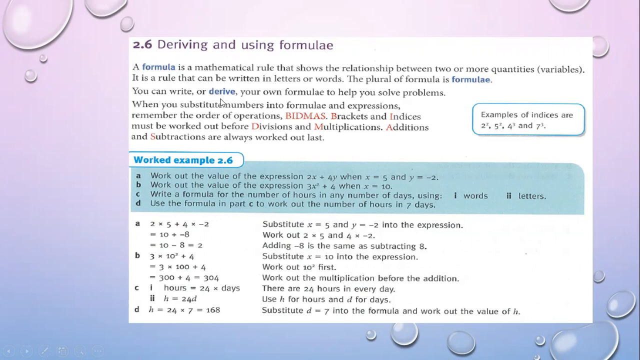You can derive your formula to help you solve the problem. Like I told you in the starting exercise, you are using the rules, that is BIDMAS. First of all, if you find a bracket, you solve the bracket first. Then if you find any division or multiplication, you solve that first. You're also using indices, and also additions or subtractions. So these are rules. So we derive using BIDMAS.